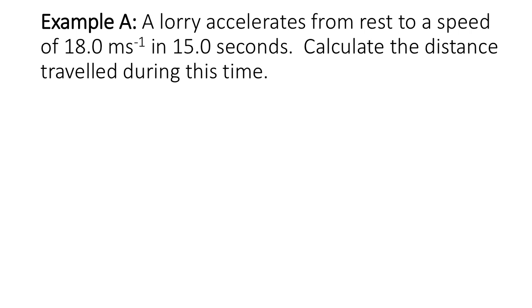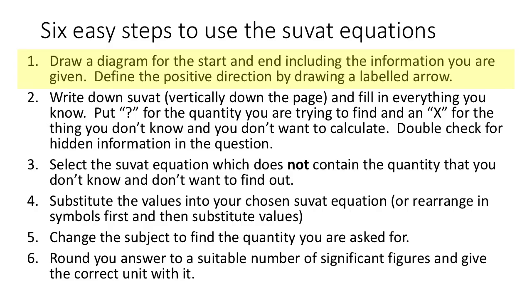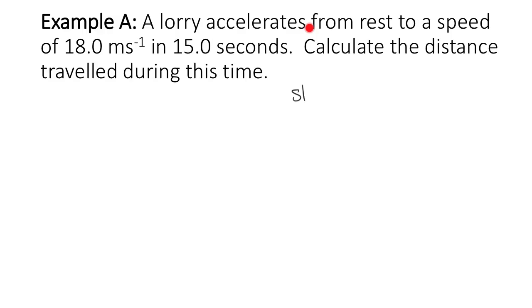We're now going to work through these 6 steps, one at a time, with an example problem. Our example problem is: a lorry accelerates from rest to a speed of 18 meters per second in 15 seconds. Calculate the distance travelled during this time. Step 1 is to draw a diagram and include an arrow to show the direction which is going to be taken as positive. We're told that it starts from rest, which means at the beginning it's going at 0 meters per second, so we can label that on our start diagram. And then for the end, we're told it's going at 18 meters per second, so we can label that on the end diagram, and then we're going to define that way as positive.